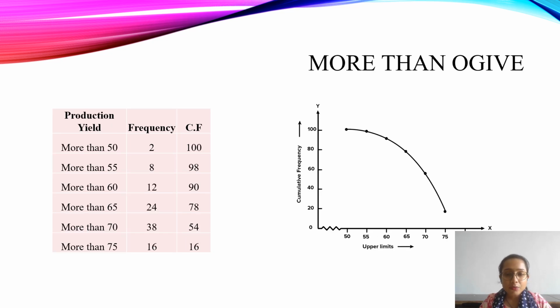The second one is the more than ogive. In the more than ogive, you will see that in the graph we are getting a declining curve. Okay, the curve is decreasing.